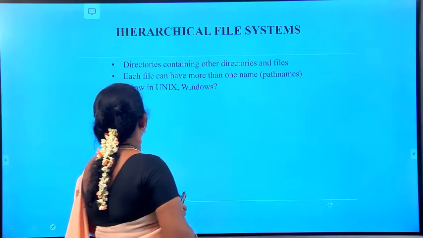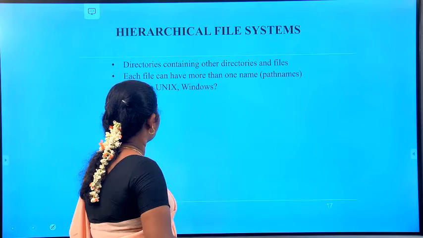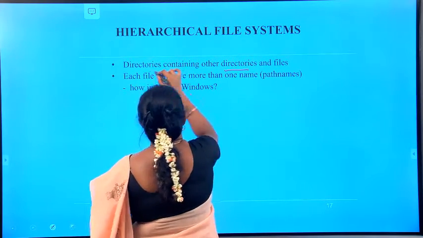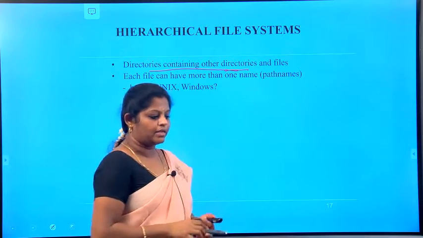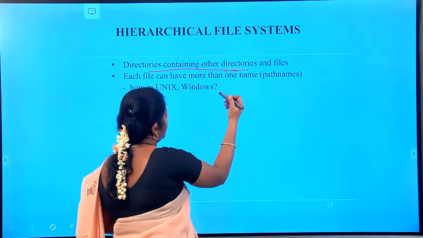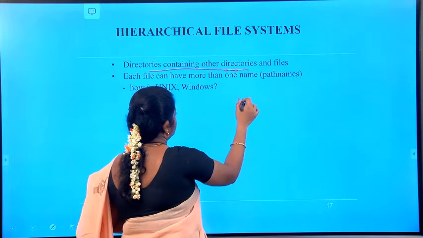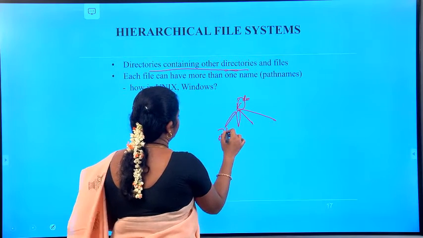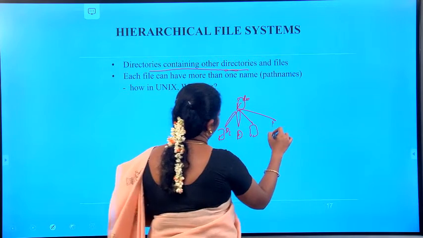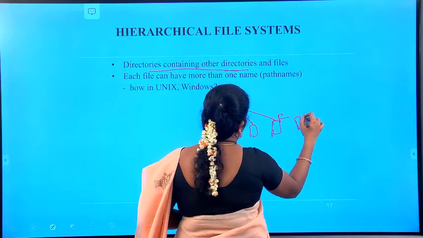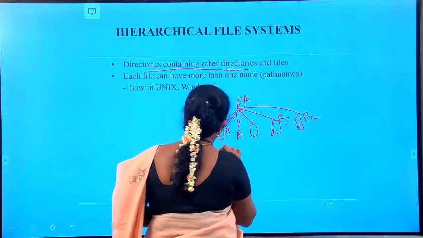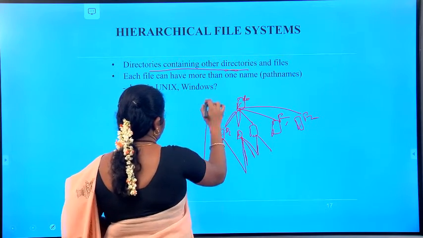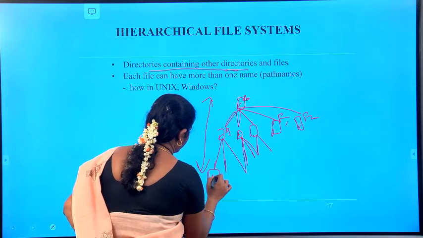See, in the hierarchical system, directories contain other directories and files. I already told you how this hierarchical system looks with the help of the directory and file system. This will be the root directory, and we have some directories there, D1, D2, D3, and we have files also, F1, F2, like that. Again, a directory will contain some files, and like this.